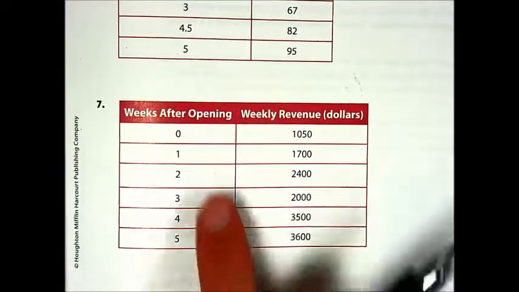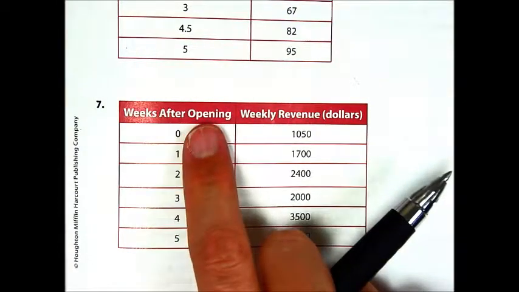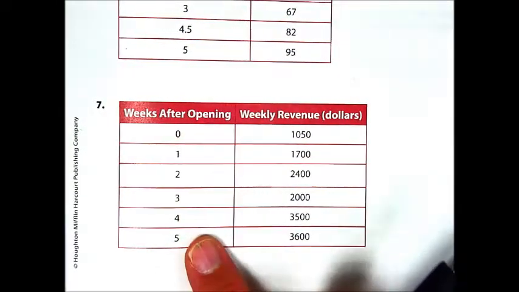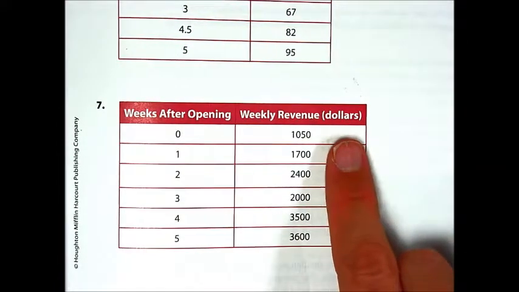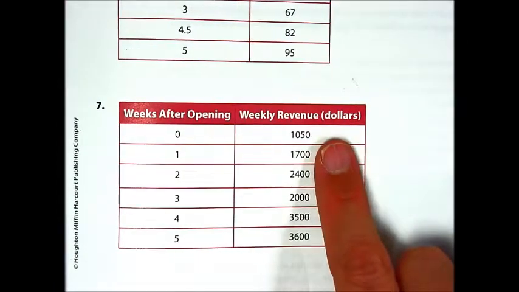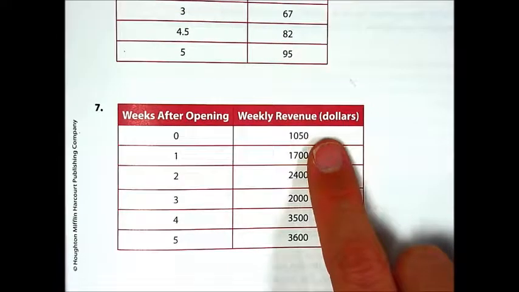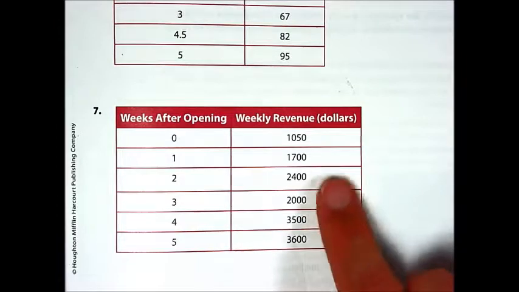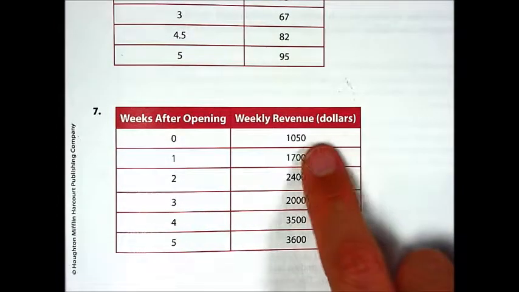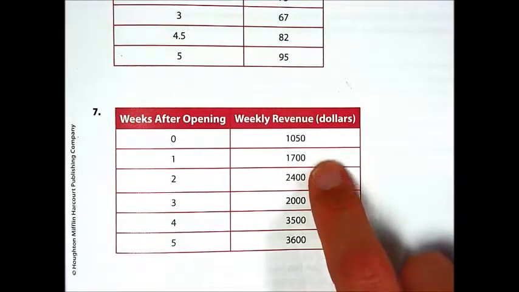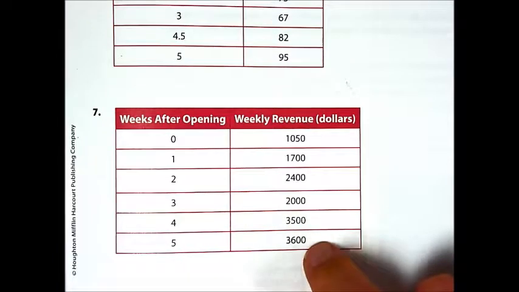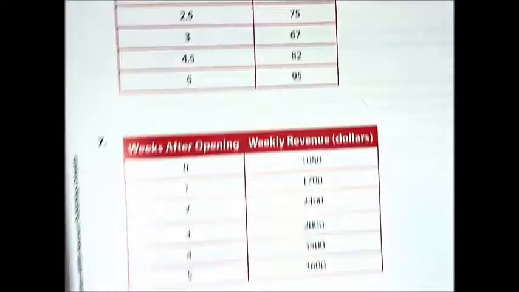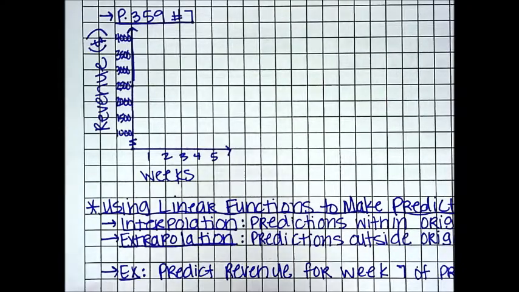On number 7, on my x-axis, I need to have my weeks after opening, so I need a line that goes 0 through 5. And then on my y-axis, the weekly revenue they're bringing in, in dollar amounts, goes from 1,050 to 3,600. So I think what I would do here is put a break in my graph and just start at 1,000 and then find something reasonable to count by that would get you up to include numbers this high. I'm thinking counting by 500s makes a lot of sense.